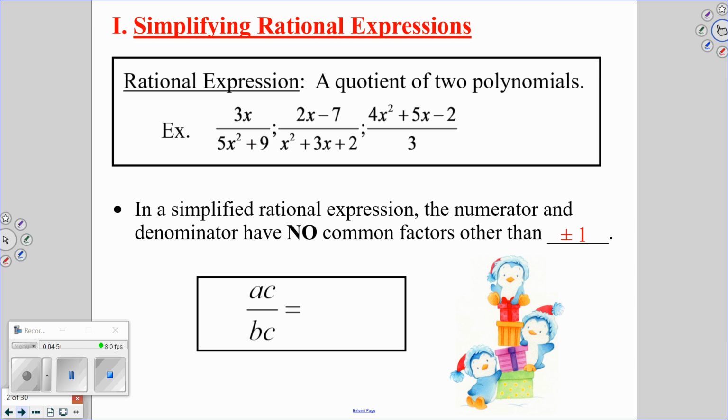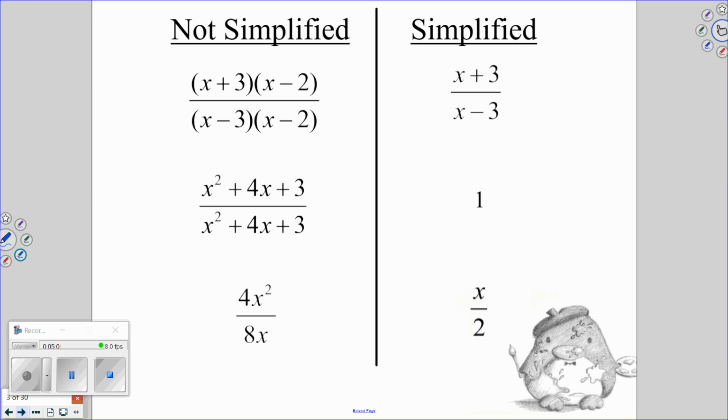So if I look at this, what would you tell me would cancel out on your fraction? Yeah, you would cancel the c's and tell me this is a over b. Okay? Now, the thing that gets people in trouble is what they start canceling out. They start canceling things that are not allowed to be canceled, and I'll explain that in a minute. So simplified versus not simplified. Going from here to the simplified answer, what did they cancel out?